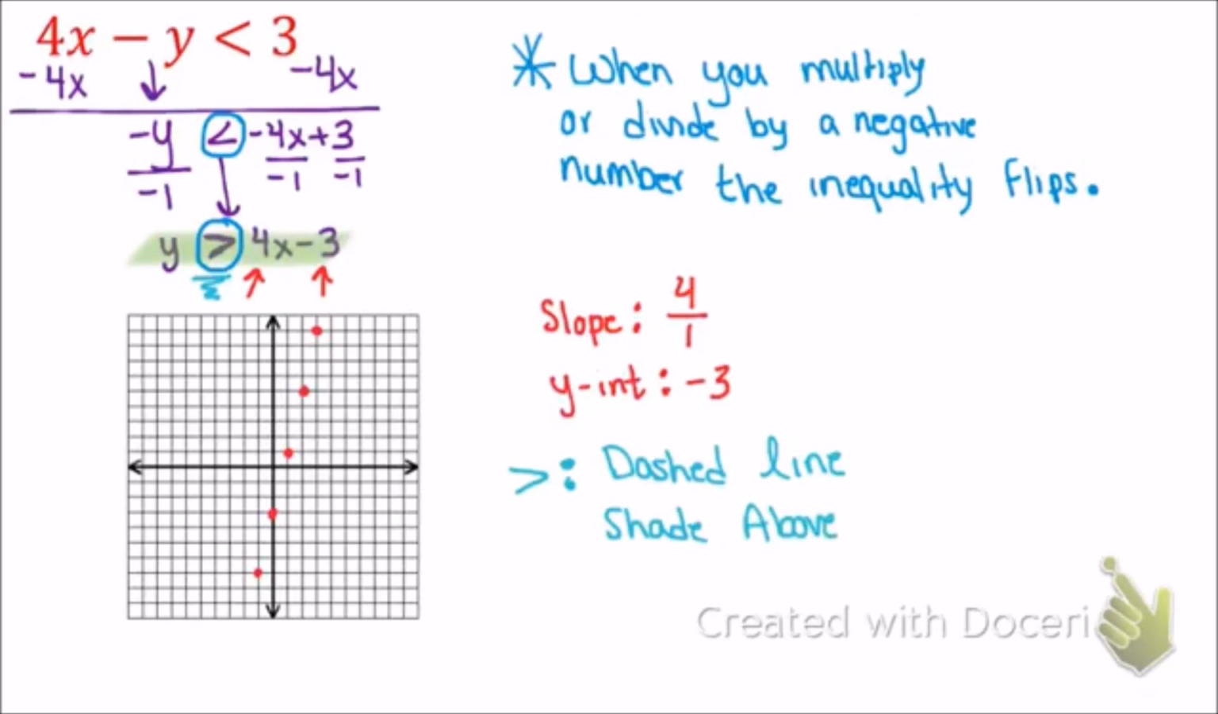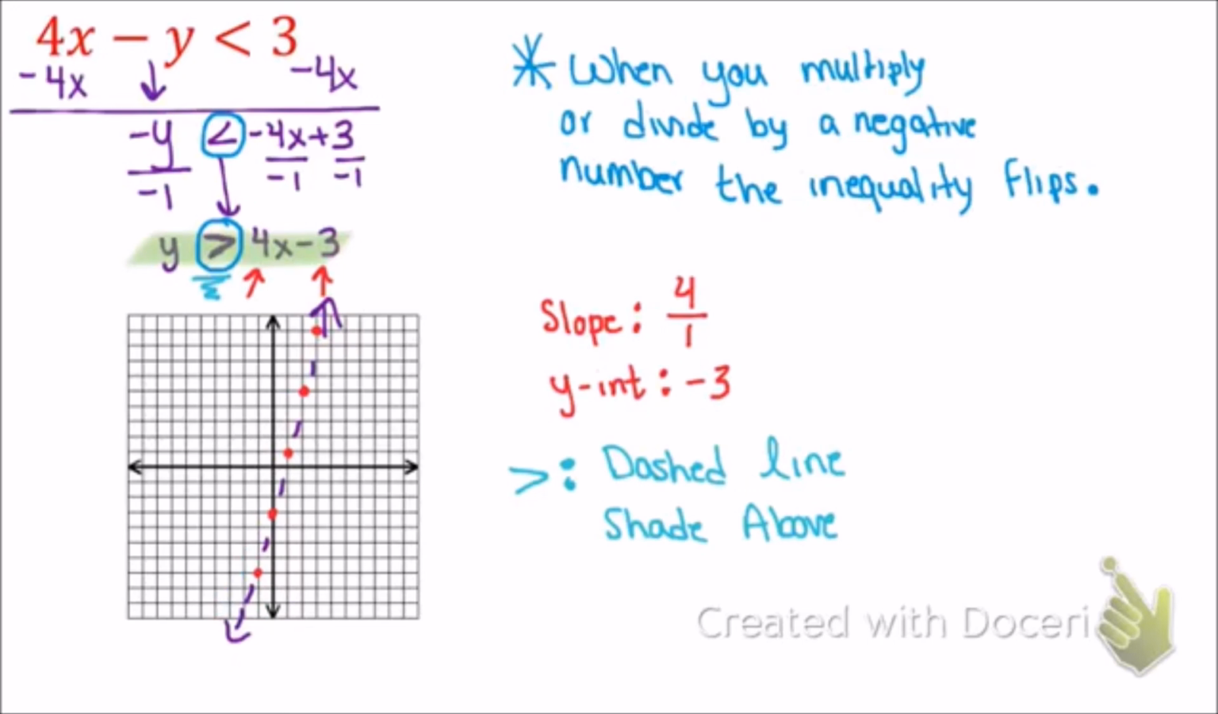So now that I know it's a dashed line, I'm ready to go ahead and start dashing this. So I'm going to put dashes through here all throughout and then put our arrows at the end to show that it's a continuous line. I'm going to now shade it. So I will shade everything above the line.